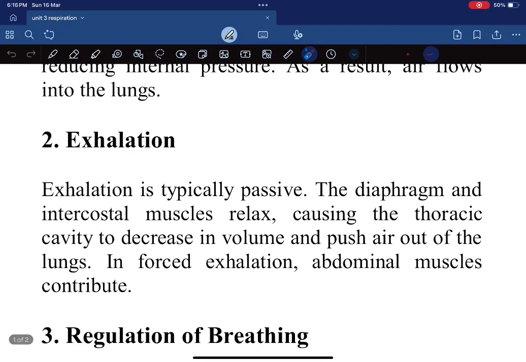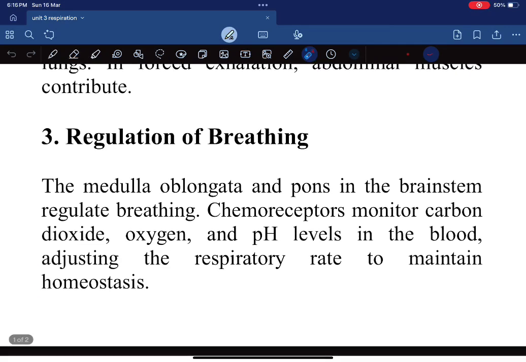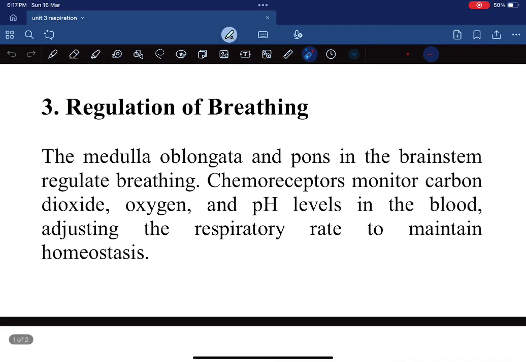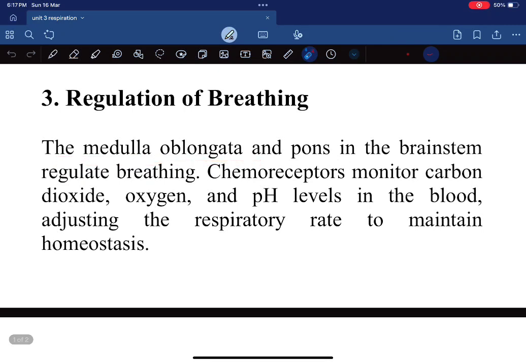Second, exhalation. Exhalation is typically passive. The diaphragm and intercostal muscles relax, causing the thoracic cavity to decrease in volume and push air out of the lungs. In forced exhalation, abdominal muscles contribute. Third, regulation of breathing. The medulla oblongata and the pons in the brain stem regulate breathing. Chemoreceptors monitor carbon dioxide, oxygen, and pH levels in the blood, adjusting the respiratory rate to maintain homeostasis.